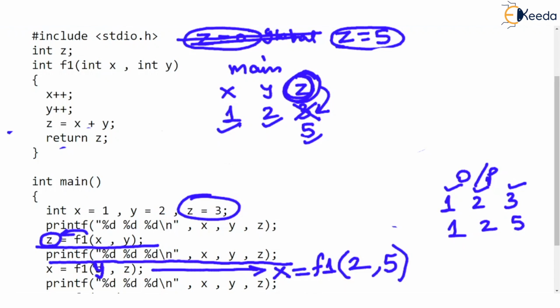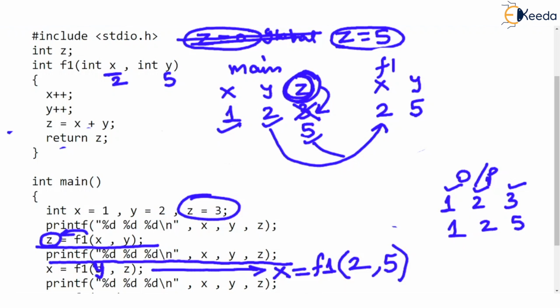So clearly, when f1 starts, x will become 2, y will become 5. So here is f1, x is equal to 2. Look, x has copied the value of y of main. And the parameter y is equal to 5. Look, this parameter y has copied the value of z. Now when the function starts, x plus plus and y plus plus are going to change local x and local y. We are in the f1 function. So x will become 3, y will become 6.